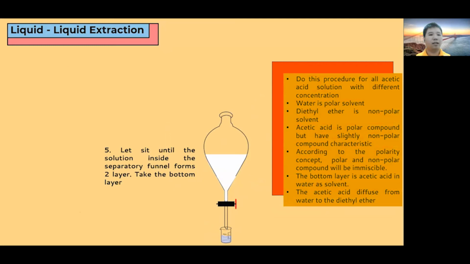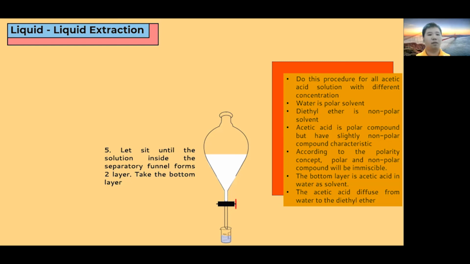The bottom layer is taken because later we will titrate the solution using sodium hydroxide, which is a polar compound, to determine the acetic acid concentration. Sodium hydroxide must be visible in the solution. Acetic acid has polar characteristics due to its hydroxyl functional group, and non-polar characteristics due to its short carbon chain. The ethyl ether is a non-polar solvent because the electronegativity difference between its atoms is less than 0.5. Water is a polar solvent because the electronegativity difference between its atoms is between 0.5 and 1.6.